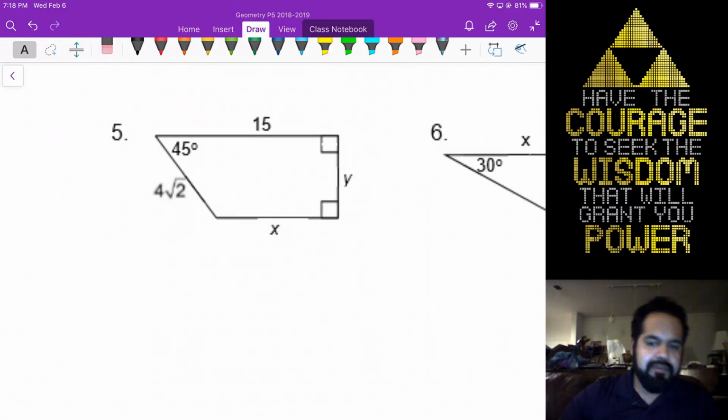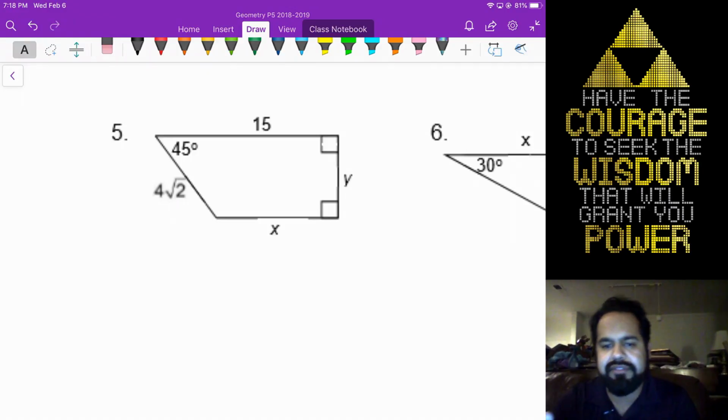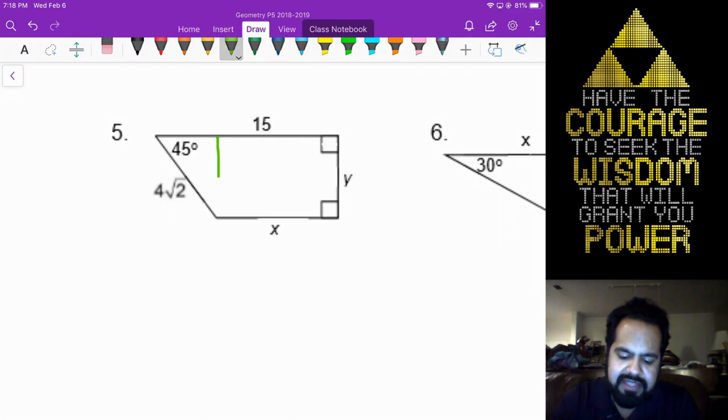So on number 5, Cameron, you see this trapezoid. And you're thinking, Mr. T, there's no way that we did trapezoids when we're dealing with triangles. You're partially right. Right? If we decide, hey, I'm going to cut this line down here, I create a special right triangle.